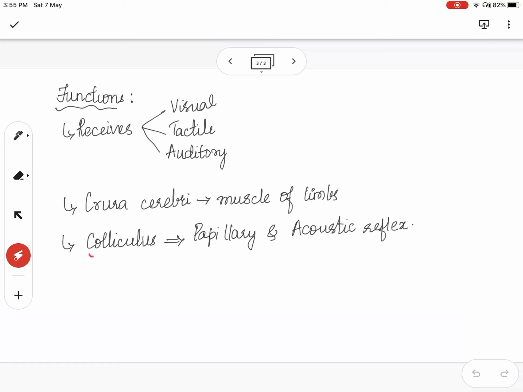And finally, these colliculus, I was telling, right, there are totally four spherical projections. The upper ones are called superior colliculus, and the lower ones are called inferior colliculus. Superior colliculus is related to the pupillary reflex. Pupillary is nothing but light. And the lower ones are related to which one? Acoustic. Acoustic is nothing but sound or hearing reflex. Okay, so this is the information about the midbrain.